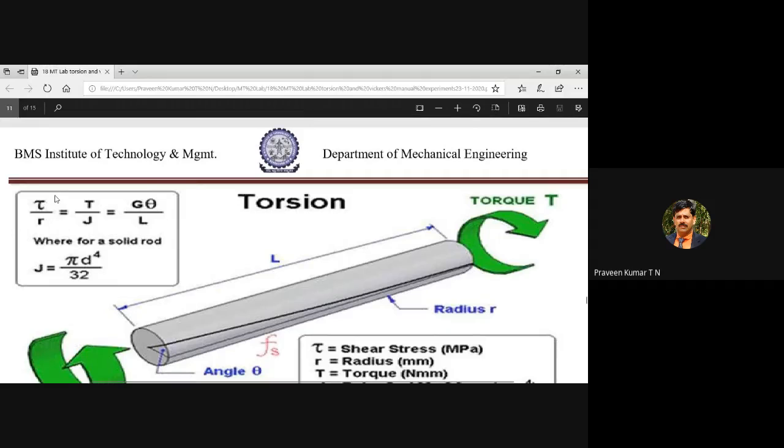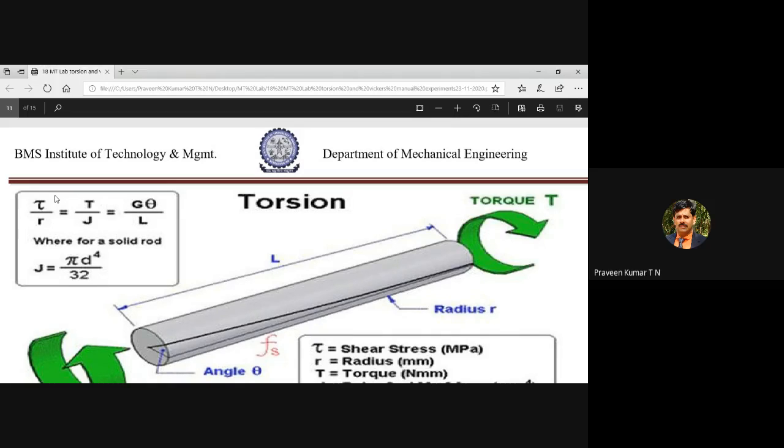The torsional equation is tau by r is equal to T by J, which is equal to G theta by L. Whenever a material is subject to torsional loading, the stress induced in the material is shear stress, not compressive stress or bending stress. Here r refers to the radius of the shaft, T refers to the amount of torsional load applied, and J is given by pi d power 4 divided by 32. G is the rigidity modulus, which is equivalent to Young's modulus.